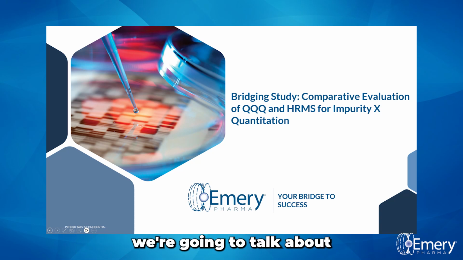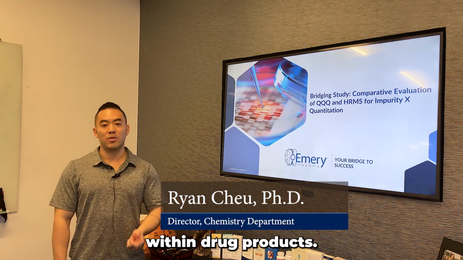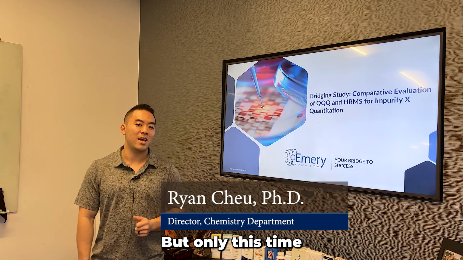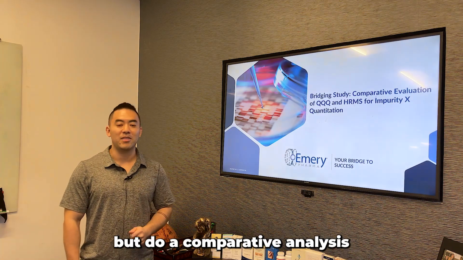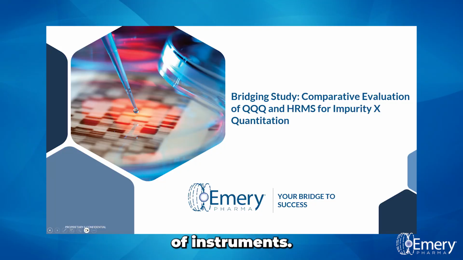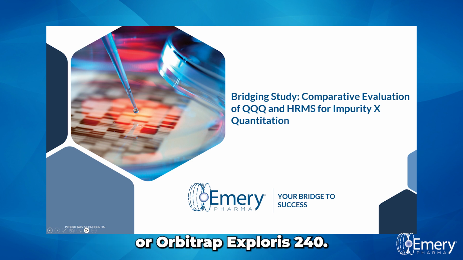In this bridging study, we're going to talk about how we quantitate impurities or look for certain impurities within drug products, but this time we're not only going to use our accurate instrumentation, but do a comparative analysis between two different types of instruments. In this case, our QQQ or Triple Quad LC-MS/MS, or our High-Resolution Mass Spec, the Orbitrap Exploris 240.